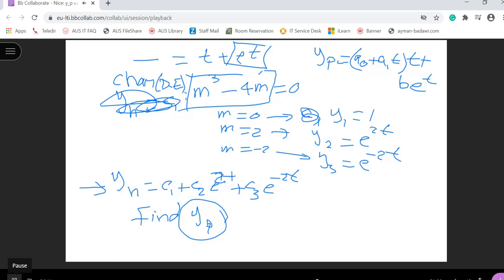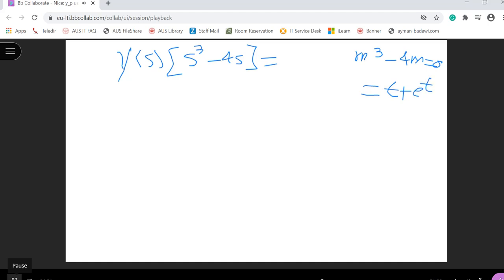Okay. So to find y particular, this is what I'm going to do. So we have, here we go. I know that we're going to end up with Y of s. What is the characteristic polynomial? It's going to be the same, s cubed minus 4s. Remember that in the previous page, we had m cubed minus 4m equals zero. Right, this is always equal in Laplace. Remember that I have the differential equation equal t plus e to the t, so I need to find the Laplace of that. Well, all of you know this is equal to 1 over s squared, plus 1 over s minus 1. You agree? Yes, you agree. Okay.